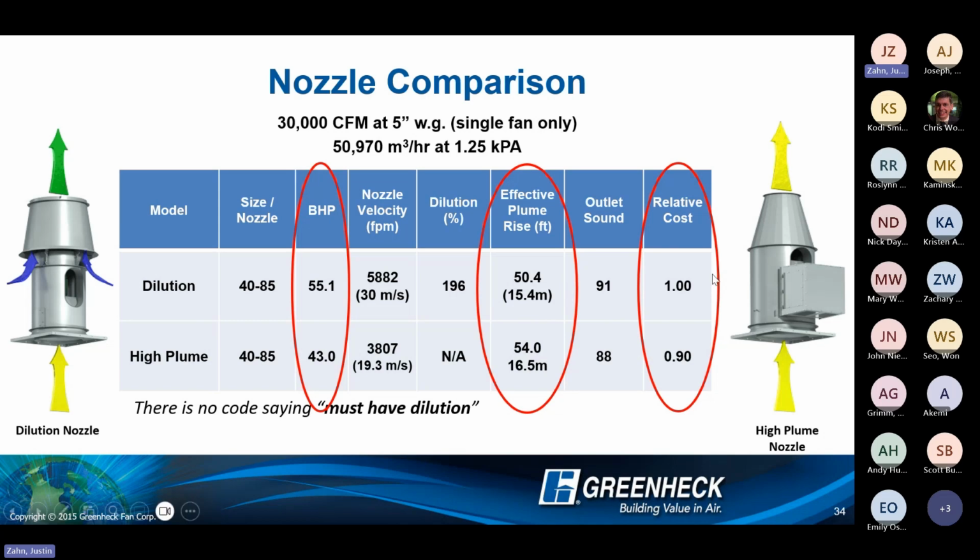And then the last one is going to be the relative cost. Obviously, with the dilution nozzle, it's going to require a little bit more brake horsepower, as we talked about, just because you are moving more air, compared to the high plume, where you're not entraining any outside air, so your brake horsepower or your power consumption can go down a little bit.